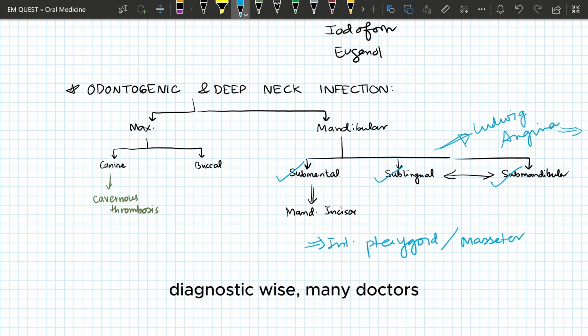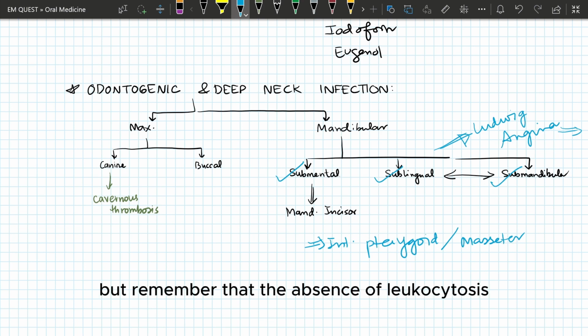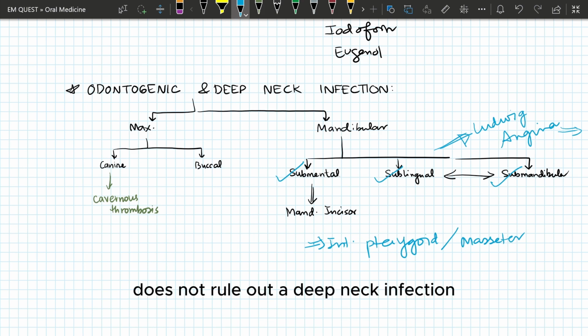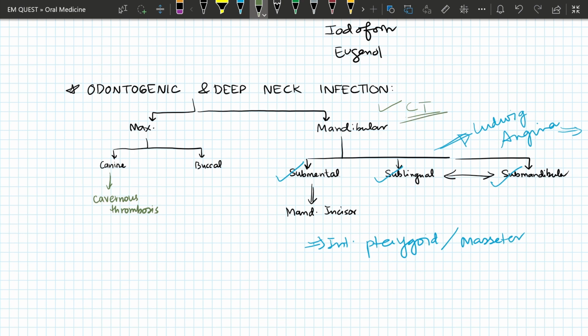Diagnostic wise, many doctors order CBCs and it may show leukocytosis, but remember that the absence of leukocytosis does not rule out a deep neck infection. When there is a concern of deep neck infection, the best imaging to do is a CT. So CT is recommended if there's a deep space infection.